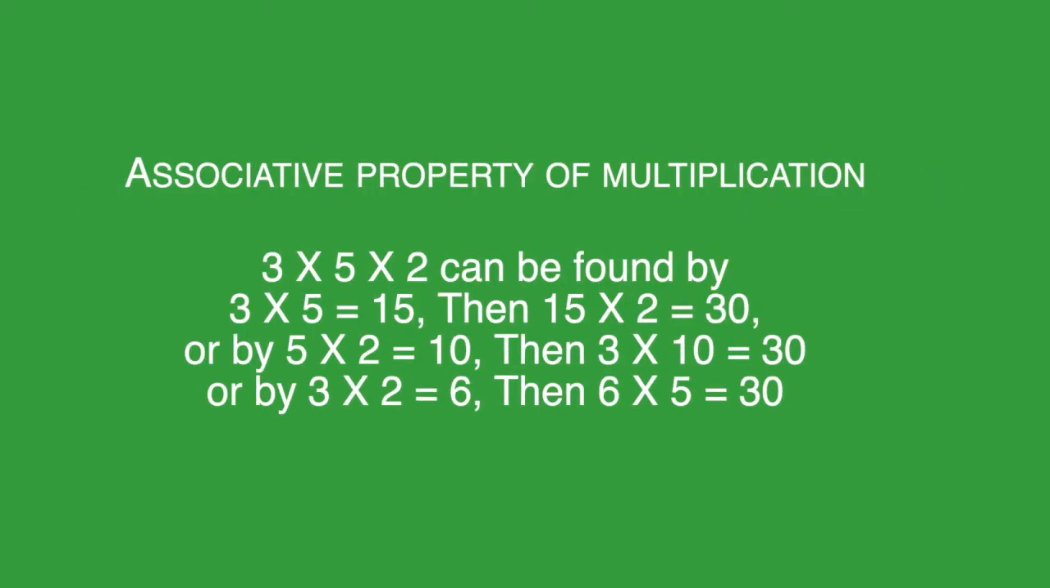The associative property of multiplication is also important. If I look at the example 3 times 5 times 2, we can do 3 times 5, that's going to equal 15. Then we take that 15 and multiply it by 2 to equal 30. Or we could do 5 times 2 equals 10, and then take 3 times 10, and that will also equal 30. So the order in which we multiply it really does not make much of a difference.